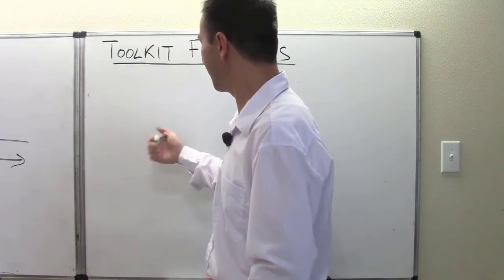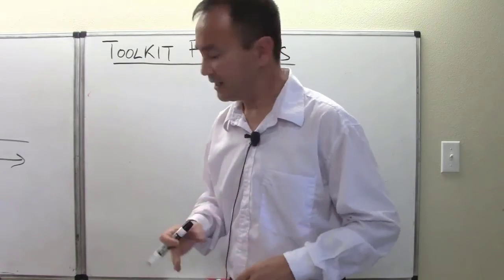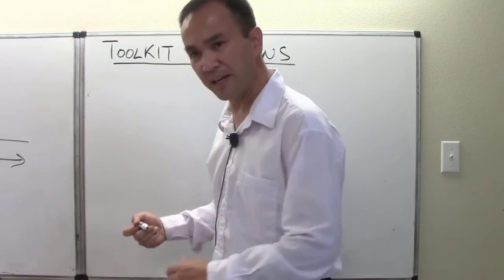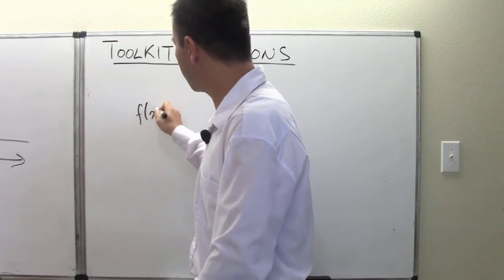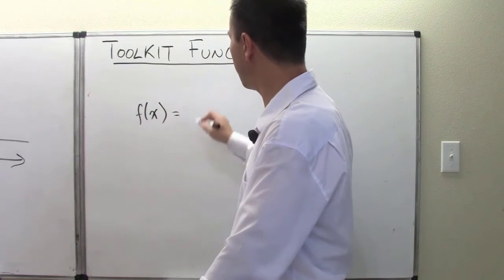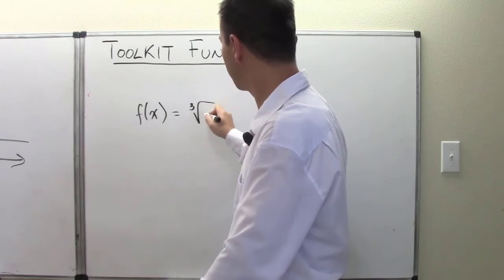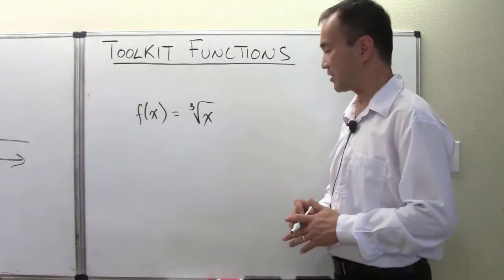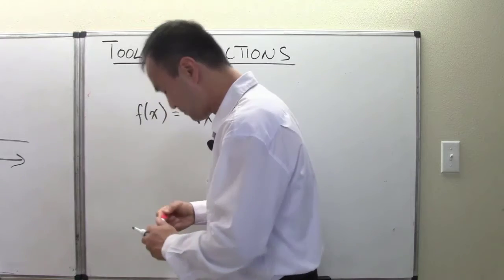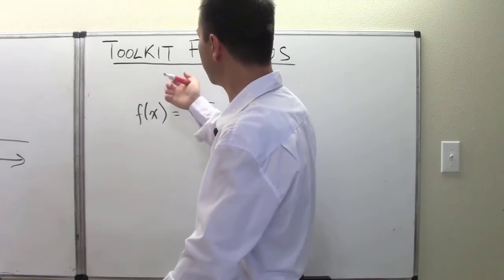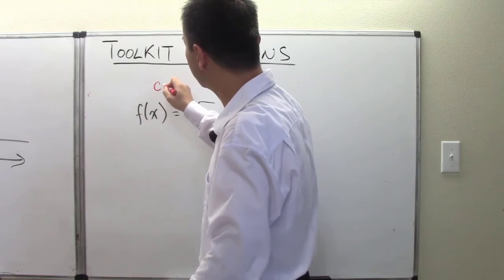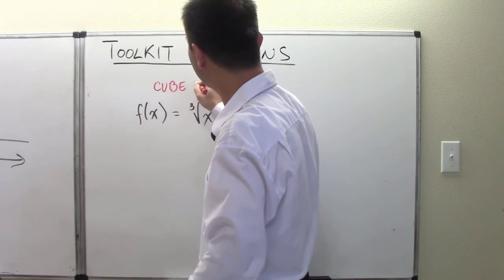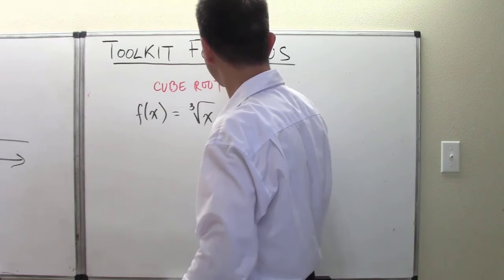And now another one, and hopefully with these last ones right here, I can start picking up pace a little bit. So another one among the ToolKit functions is defined to be the cube root of x. Many textbook authors refer to this as a cube root function.